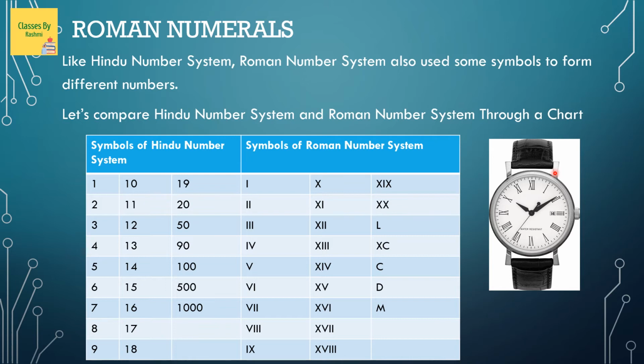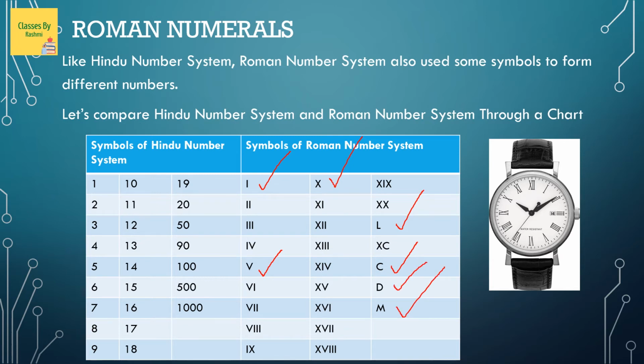In this table I have brought all the symbols of Roman numerals that are necessary. Like the Hindu number system, where we have 10 symbols, in the Roman number system we have a few important symbols. This is our first symbol, that is I. Then we have V, then X, and we have L here. Then we have C, then D, and then M.